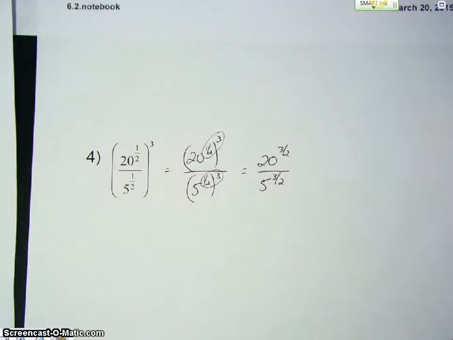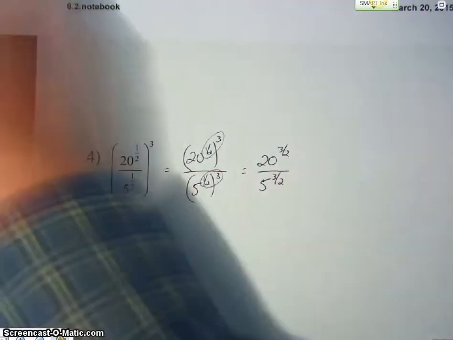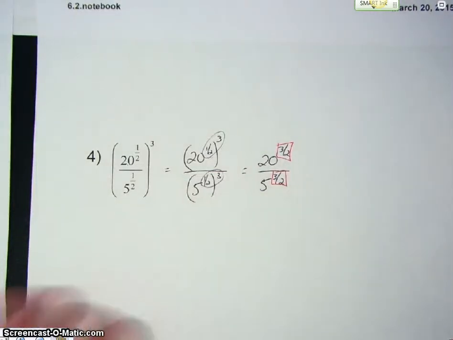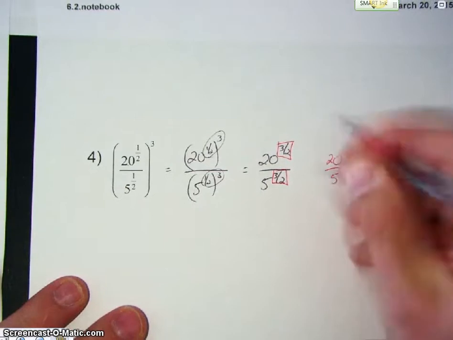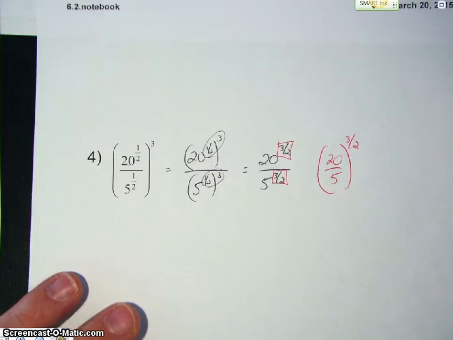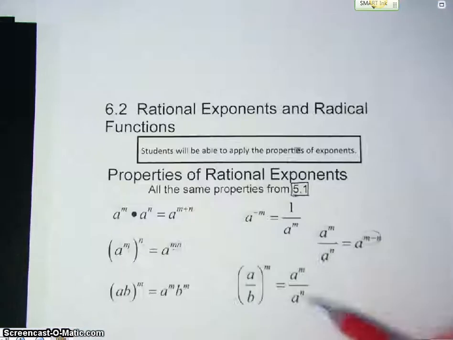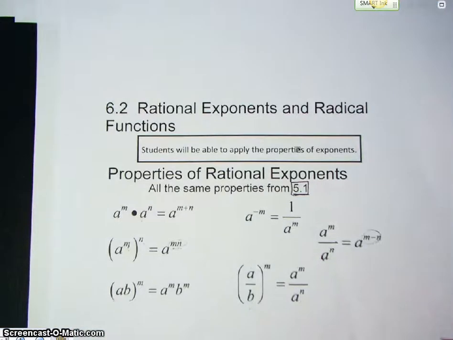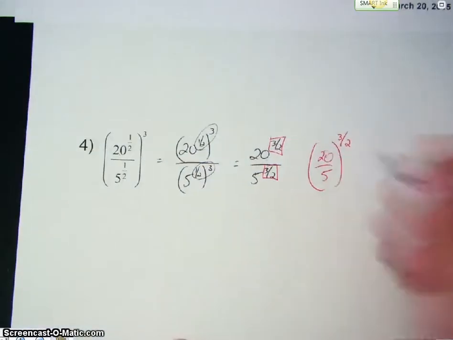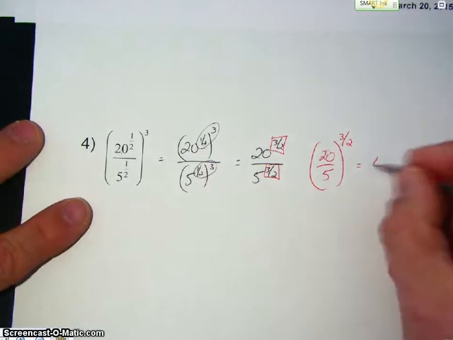Now, we can actually go further. All right, the reason why we can do that is this right here. Since both of those have the same exponent, that means I could take 20 over 5 to the 3/2. In other words, I'm reversing this property. This is supposed to be an M. All right, so if they both have M, I can pull it out and leave it as is. All right, so now here I can simplify this. 20 divided by 5 is 4, right?